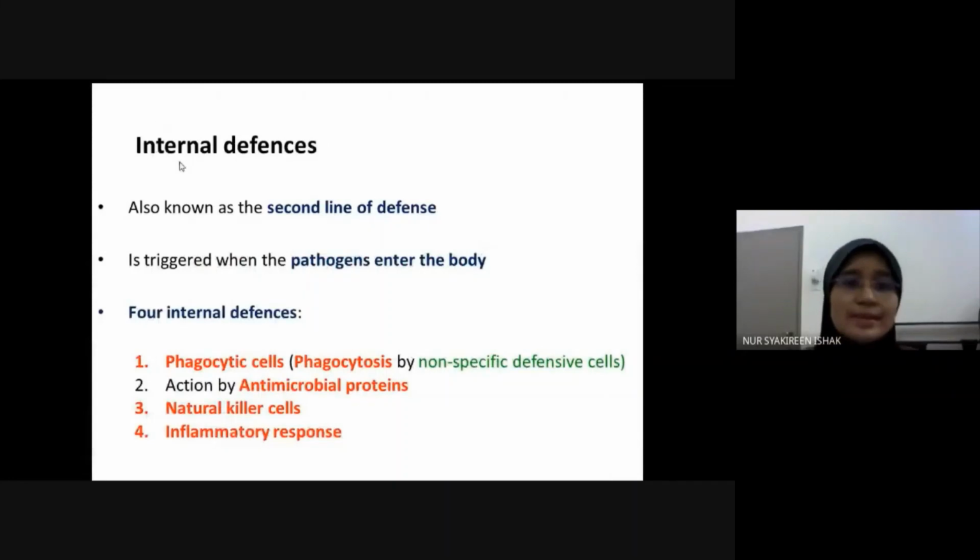Okay, so internal defense ni is known as second line defense. So it is triggered when the pathogen has entered the body. The pathogen managed to penetrate the first line defense lah. So there are four internal defenses, the first one is phagocytic cells. These are white blood cells that have the ability to engulf pathogen.